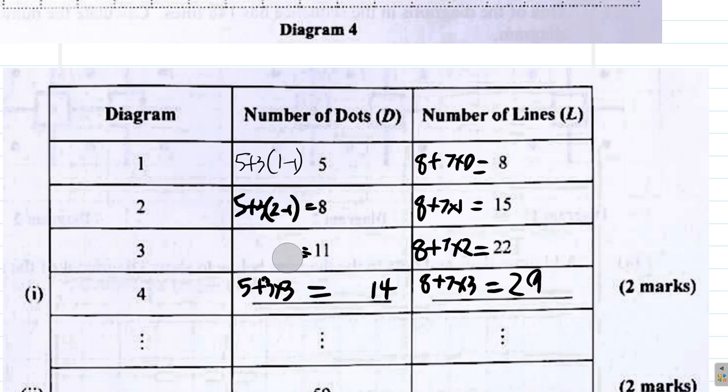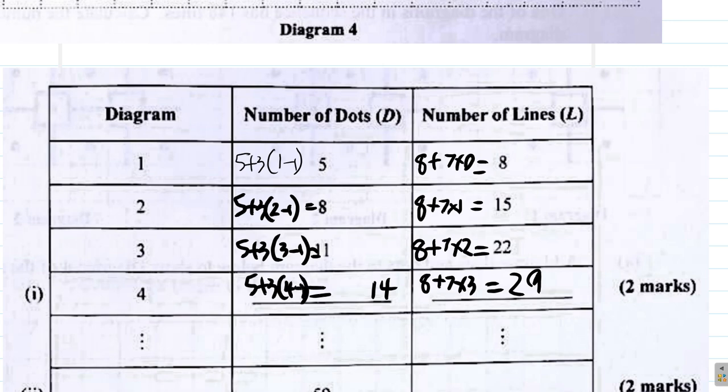5 plus 3 times 3 minus 1. Same as 5 plus 3 times 2. Right, 3 times 2 is 6, and 5 plus 6 is 11. 5 plus 3 times 4 minus 1.